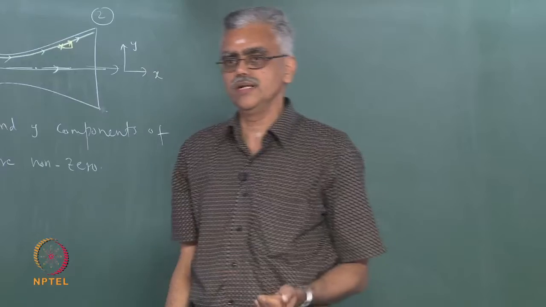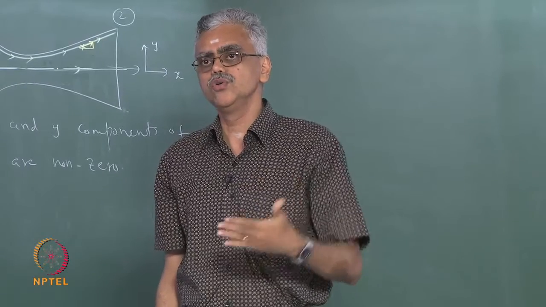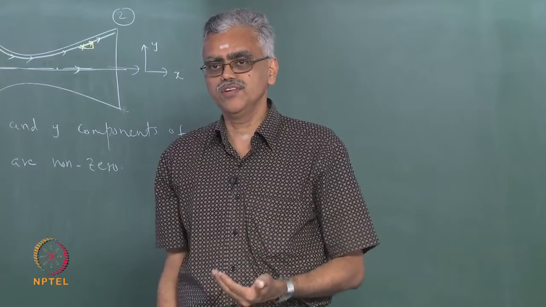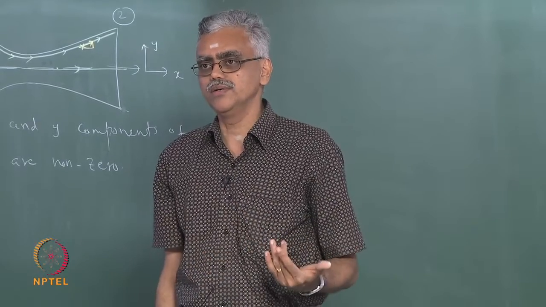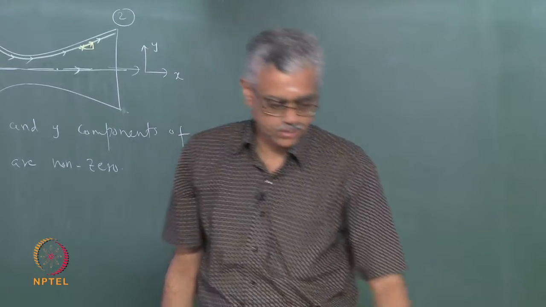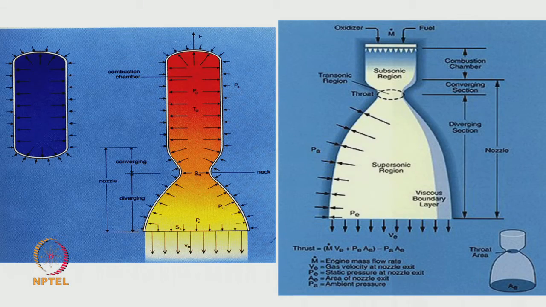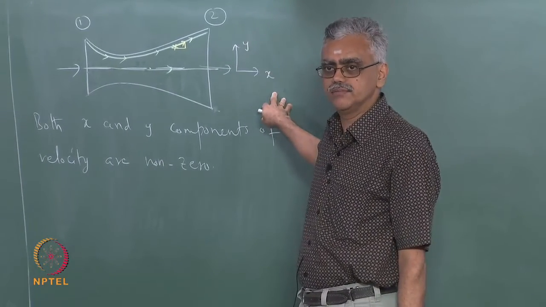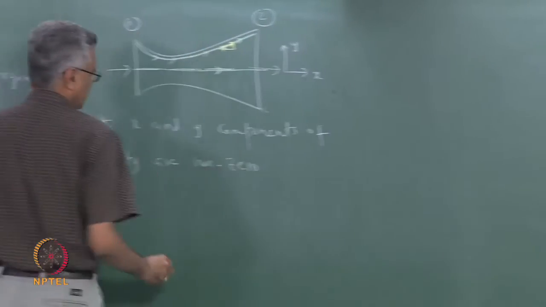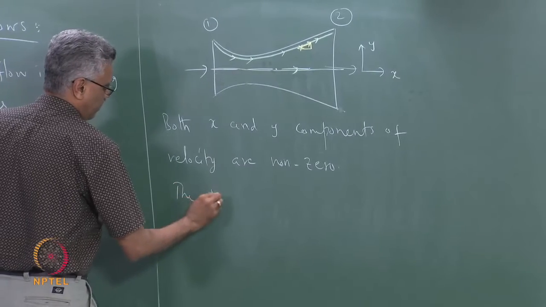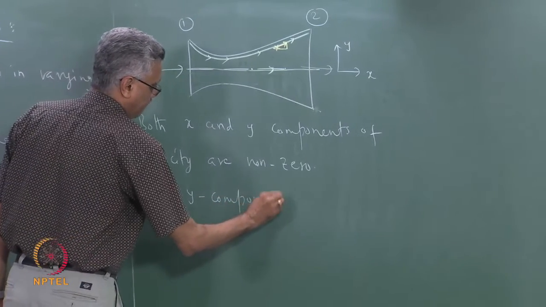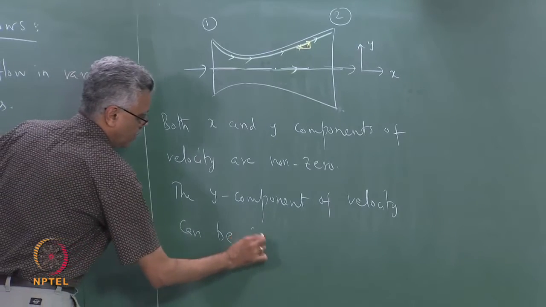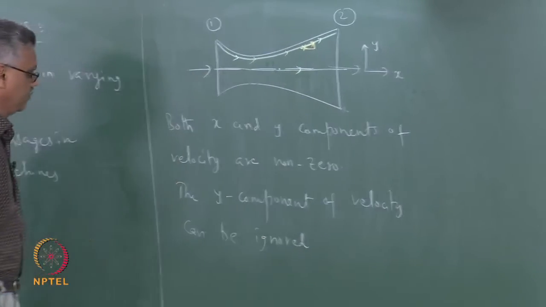In a typical rocket nozzle like this, the x component of velocity at the exit is usually of the order of a few kilometers per second, that is like 2000 or 3000 meters per second. So, even if the y component of velocity is 100 meters per second, that is still negligible compared to the x component of velocity, which tells you that the effect of area change is to accelerate the flow in the x direction much more than the acceleration in the y direction. So, in most of these applications we can actually ignore the y component of velocity when compared to the x component.